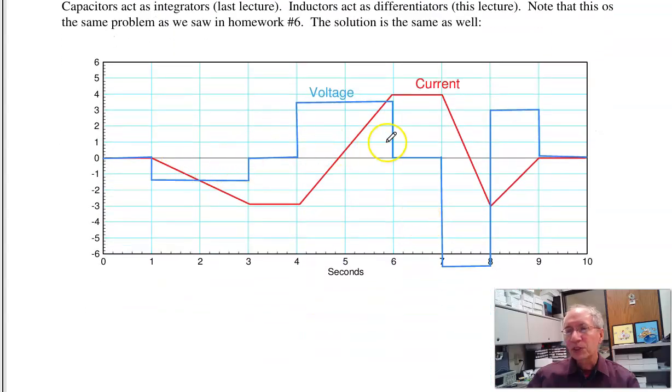So here's what the voltage looks like. It's the slope, or derivative, of current. So now we have 3 components: resistors, capacitors, and inductors. Resistors are just a gain, V equals IR. Capacitors are integrators. Inductors are differentiators.